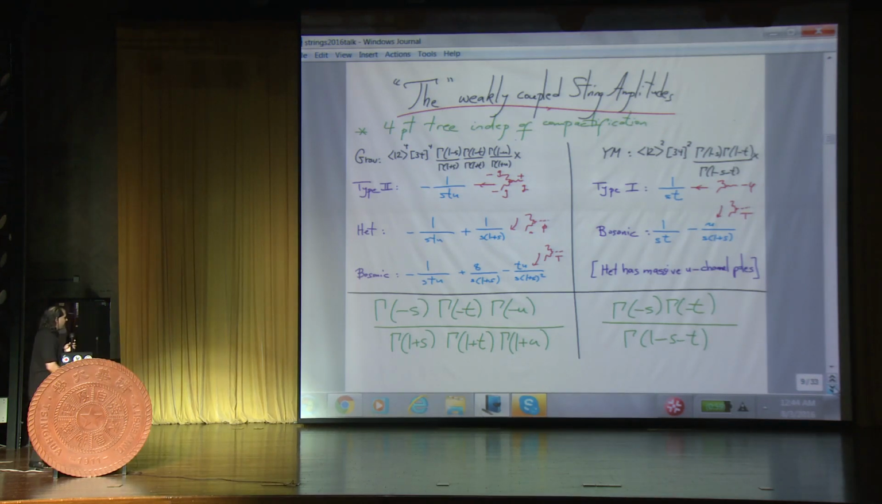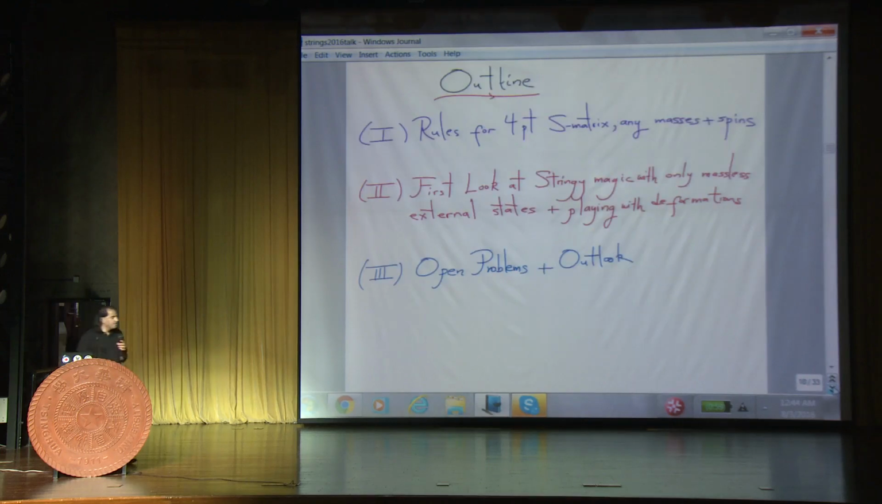And there's a similar story for Yang-Mills. So there's this structure that's there times the polarization stuff for gravity. That structure that's there for Yang-Mills, and those are there in every such expression. All right. So here's an outline for the rest of the talk.